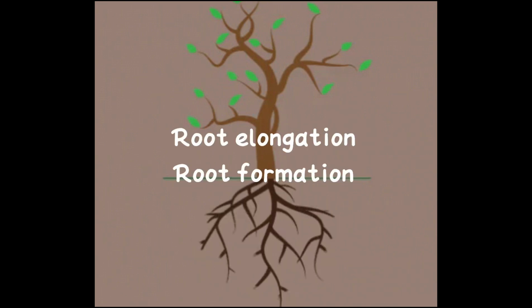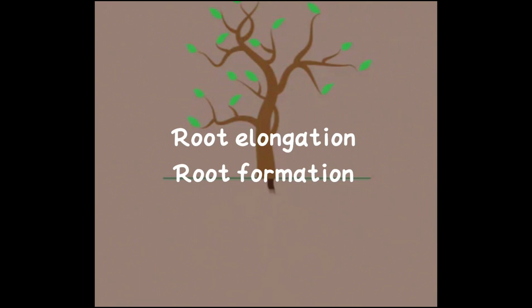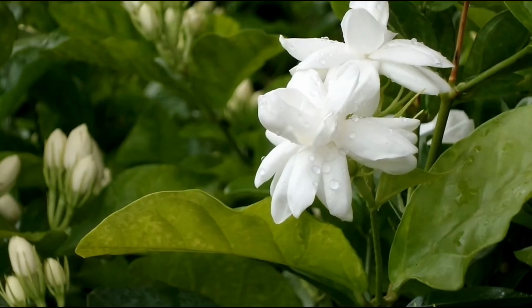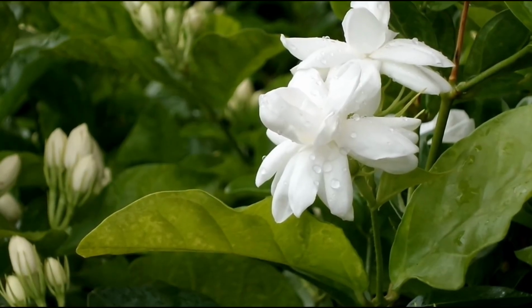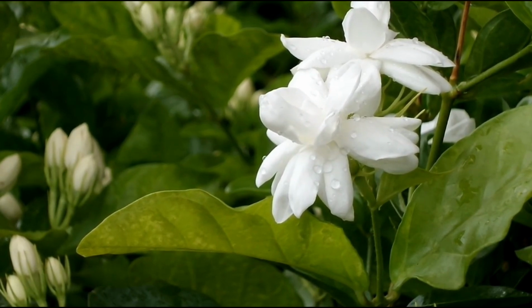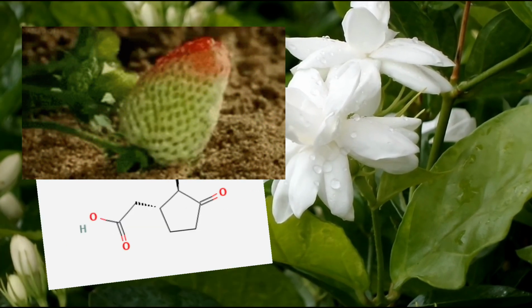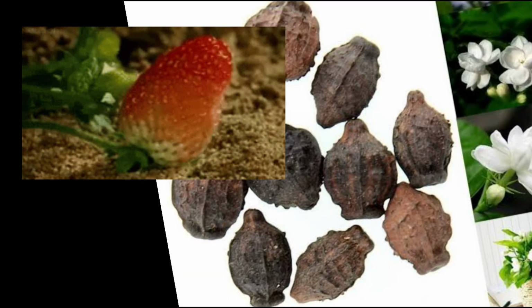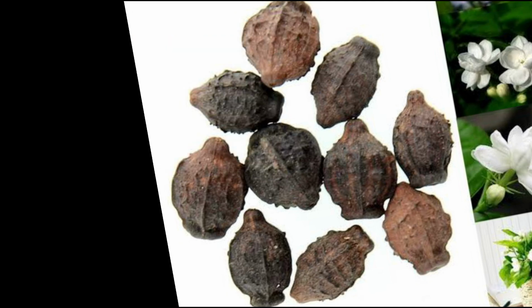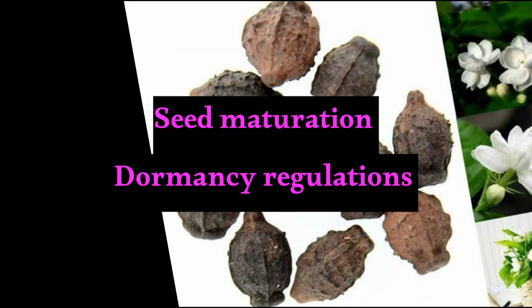In flowers, it is found in the floral tissues including petals, stamen and pollen. So jasmonic acid is essential for flower development, anther dehiscence, pollen viability and successful reproduction. In fruits also it plays an important role in the ripening and defense against pathogens. It influences the production of volatile compounds that contribute to the fruit aroma. If we see jasmonic acid in seeds, it contributes to processes like seed maturation and dormancy regulation.